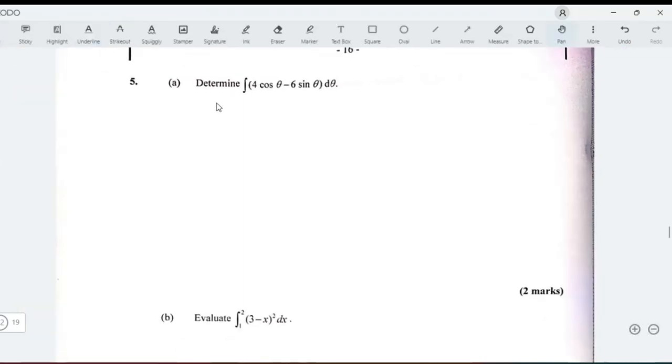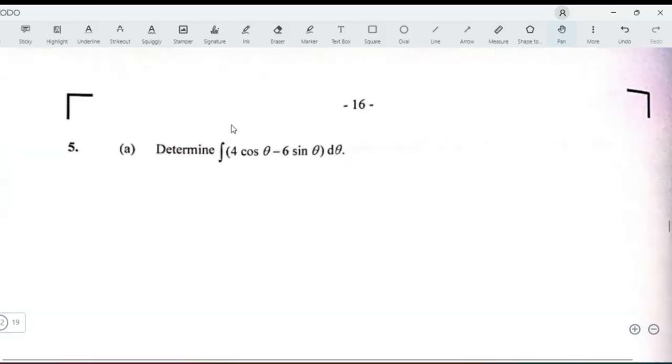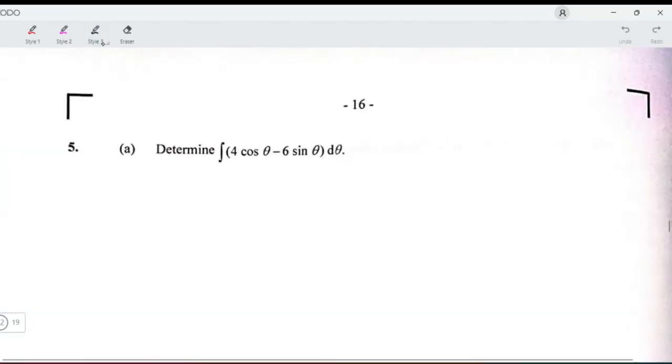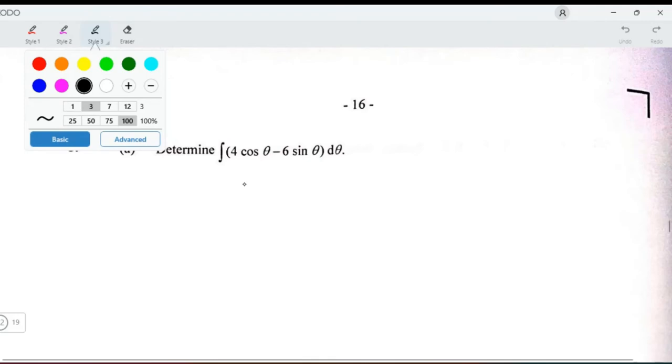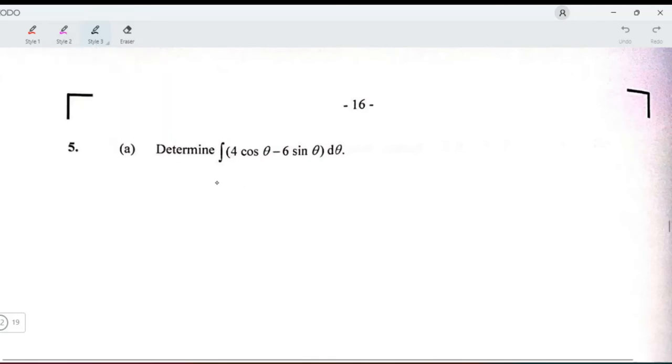So now they want us to integrate this with respect to theta. So integrating with respect to theta, let's go ahead and do that. When we integrate cos, you get sine. So 4 sine theta, minus when you integrate sine, you get negative cos. That becomes plus 6 cos theta plus a constant of integration.